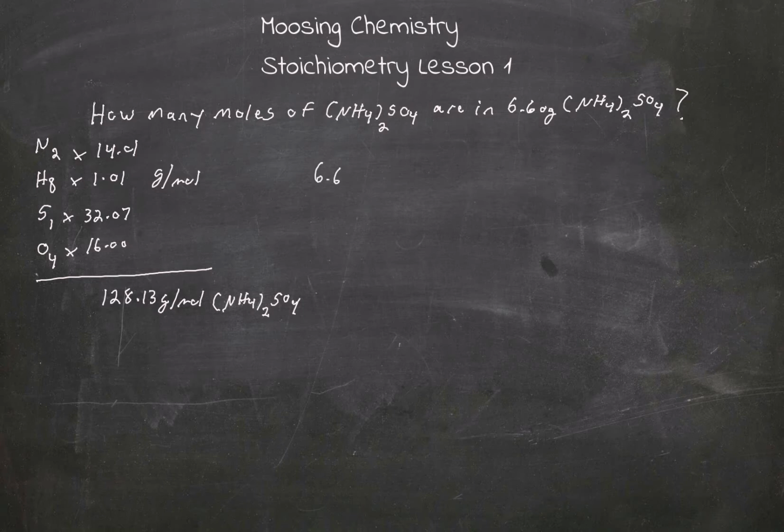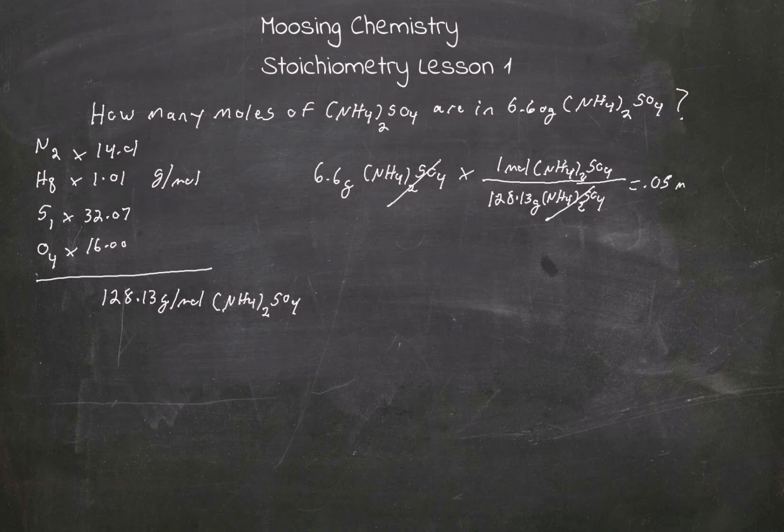So now let's do our stoichiometry conversion. We know that we have 6.6 grams of (NH4)2SO4, and we want to convert this into moles of (NH4)2SO4. So we're going to have 128.13 grams of (NH4)2SO4 on the bottom, and then we're going to convert this into moles on top of (NH4)2SO4. Now we cancel out our common units, and that is going to give us a total of 0.05 moles of (NH4)2SO4.